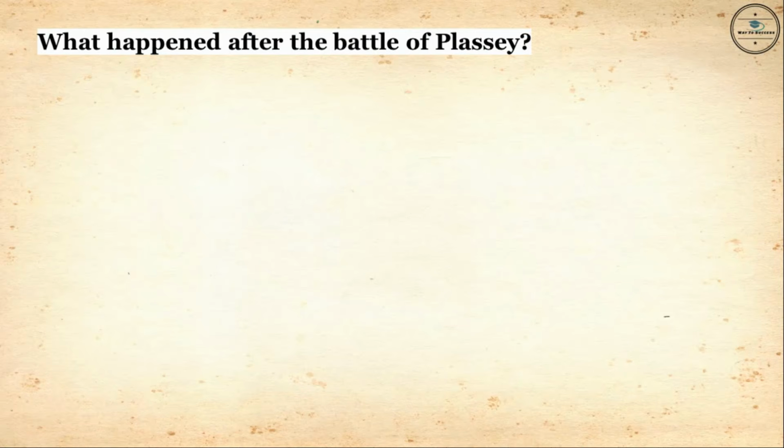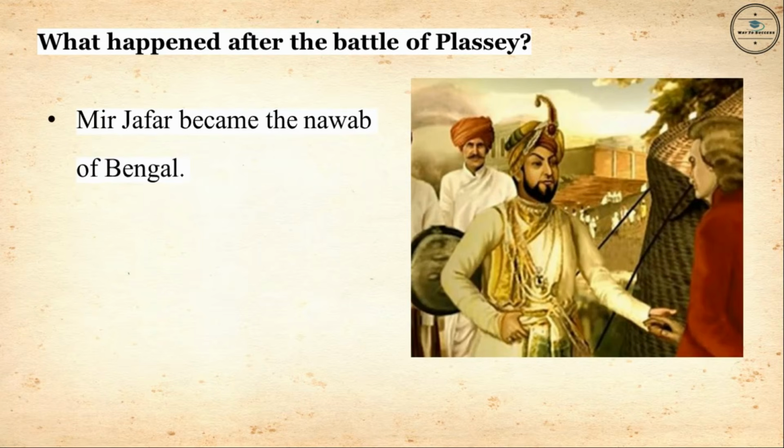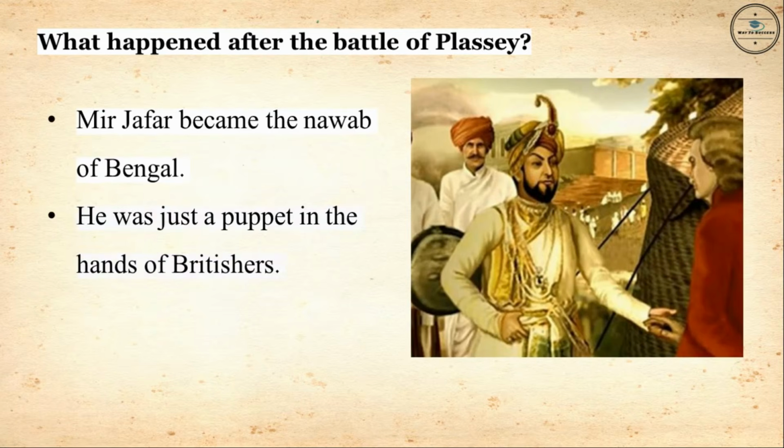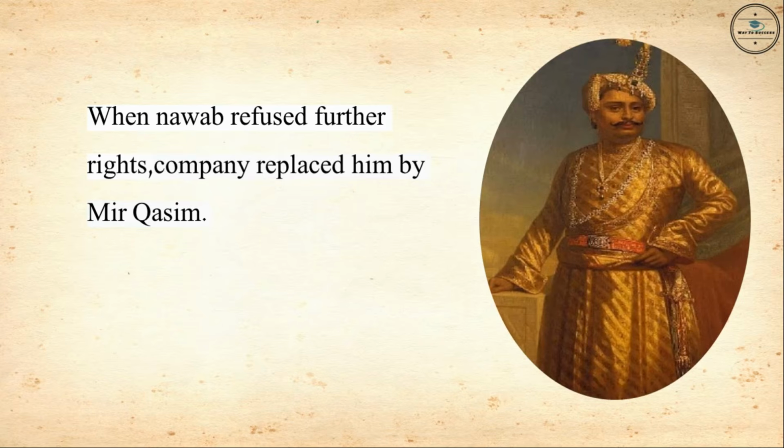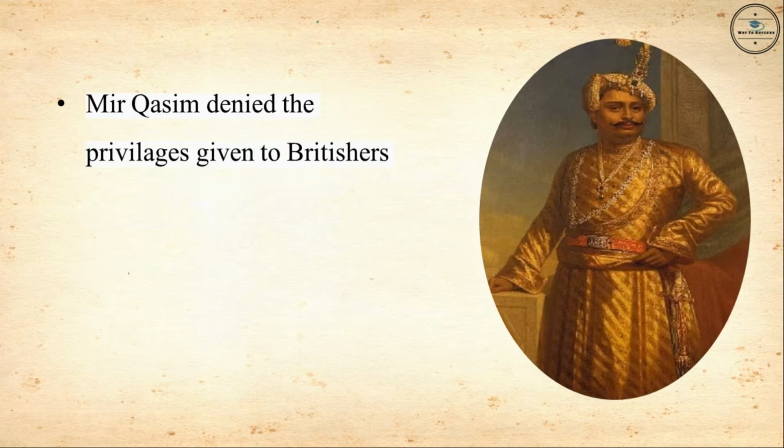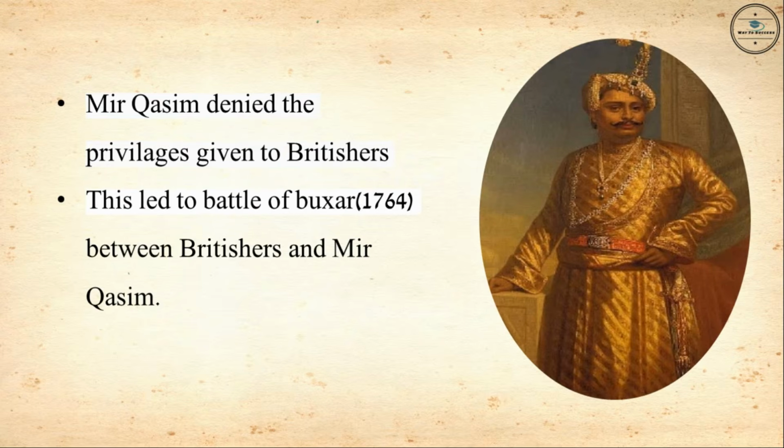Let's see what happened after the Battle of Plassey. After the Battle of Plassey, Mir Jafar became the Nawab of Bengal. He was just a puppet in the hands of the British. But after some time, when the Nawab refused further rights, the company replaced him with Mir Qasim. Mir Qasim denied the privileges given to the British. This led to the Battle of Buxar between the British and Mir Qasim in 1764.